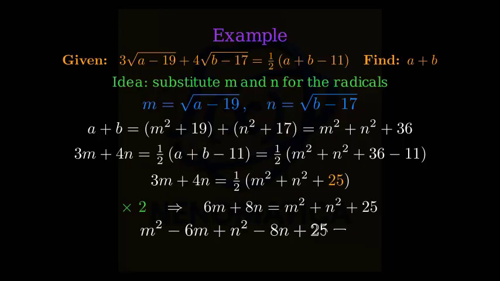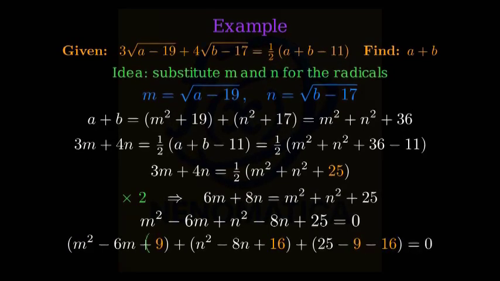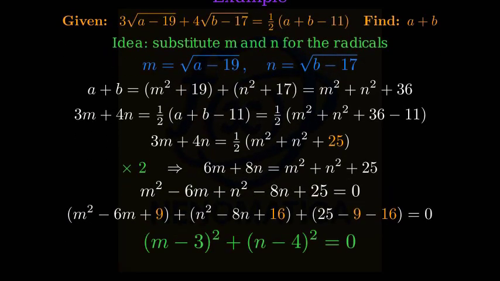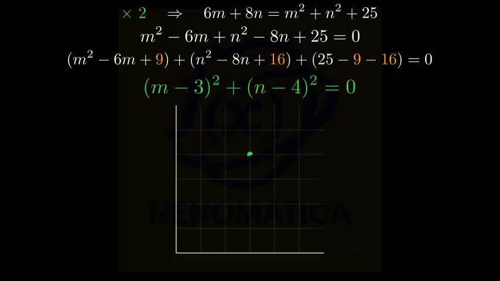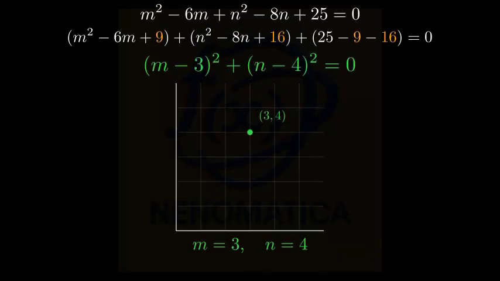Step 3. Move all terms to one side and complete the square for m and n. That gives m squared minus 6m plus n squared minus 8n plus 25 equals 0. Add and subtract 9 and 16 to complete the squares. We obtain (m minus 3) squared plus (n minus 4) squared equals 0. A sum of two squares is 0 only if each square is 0. So m equals 3 and n equals 4. This corresponds to the single point (3, 4) in the m/n plane.